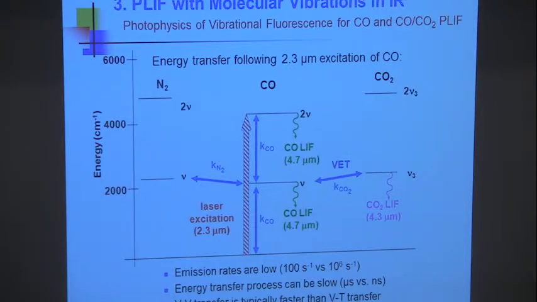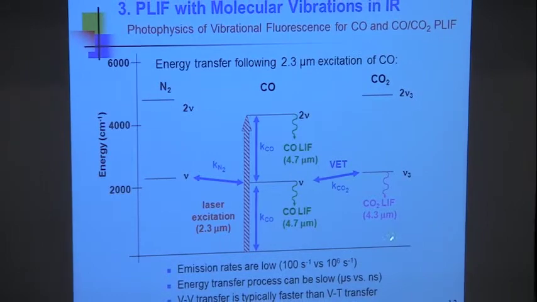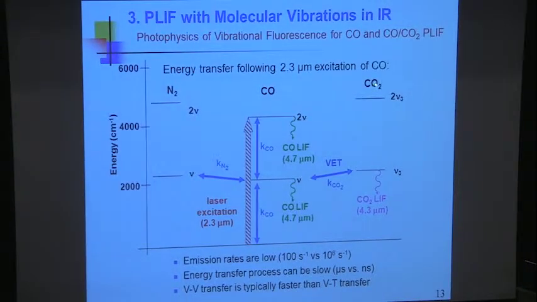Here's the energy level diagram. So here's where the spectroscopy is. We're ultimately going to see the emission out here. This is an energy level diagram for CO2. We're just looking at the nu 3 mode, that's the asymmetric stretch. Here's CO, and here's nitrogen.